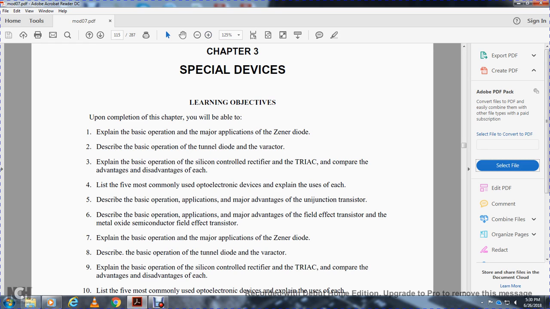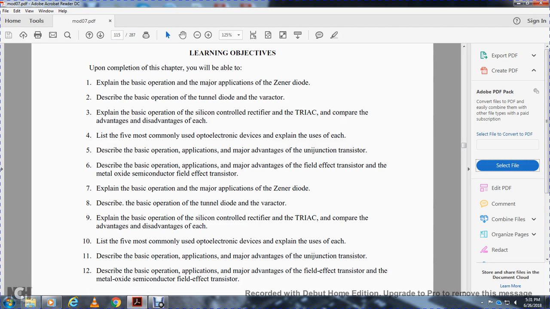Describe the basic operation, application, and major advantages of the unijunction transistor. Describe the basic operation, application, and major advantages of the field effect transistor and the metal oxide semiconductor field effect transistor. Explain the basic operation, major applications, Zener diode. Describe the basic operation, tunnel diode, and varactors. Explain the basic operation, silicon controlled rectifier and the triac.